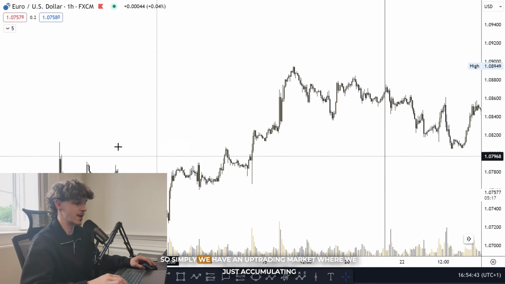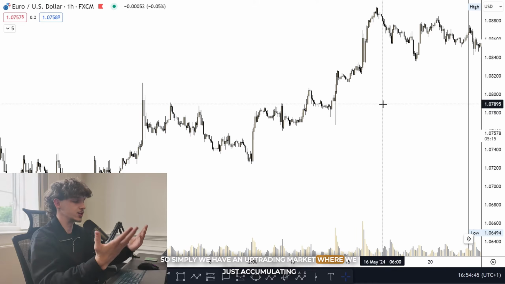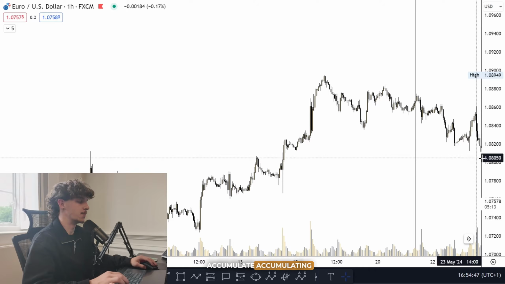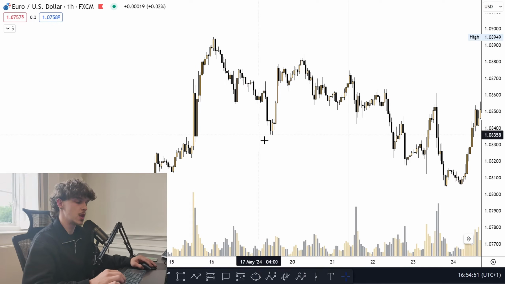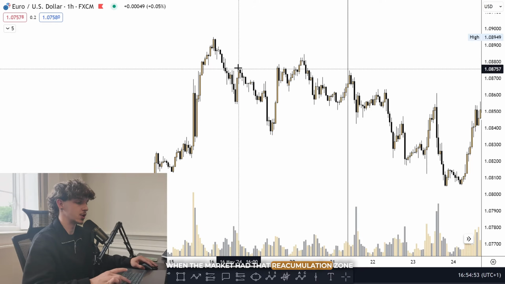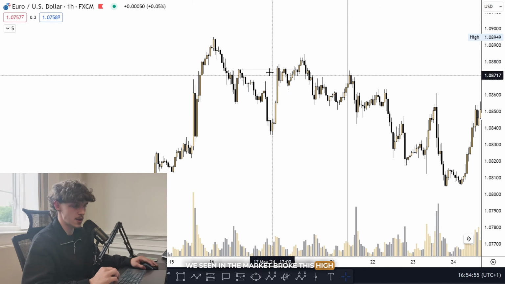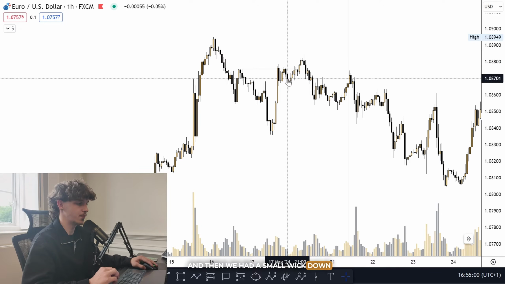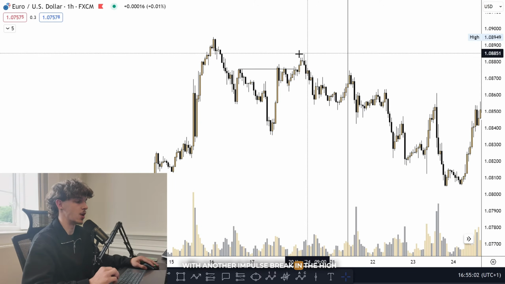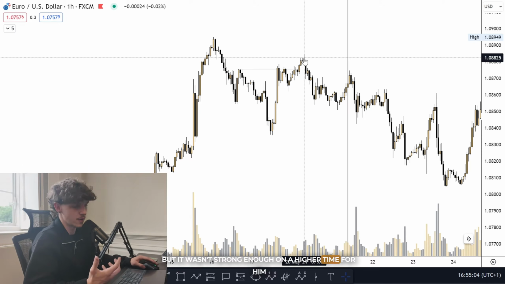So simply, we have an uptrending market where we're just accumulating, and then we come into this phase here where we had this reaccumulation zone. When the market had that reaccumulation zone, we saw that the market broke this high. Initially, we were failing the high, and then we had a small wick down. We then had an impulse break in the high, but it wasn't strong enough on a higher time frame.